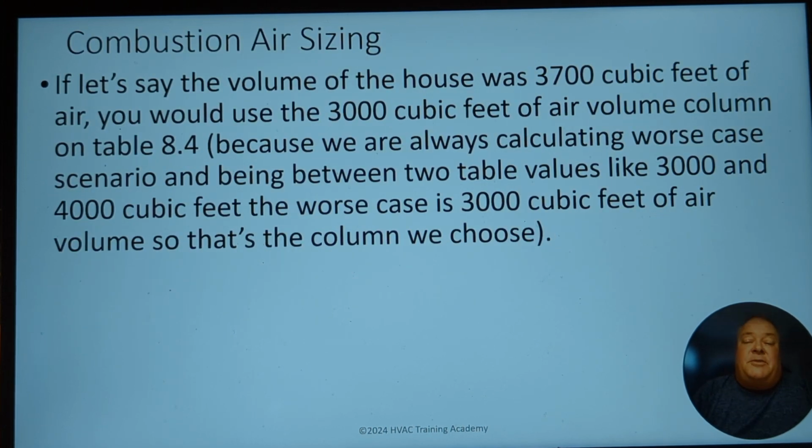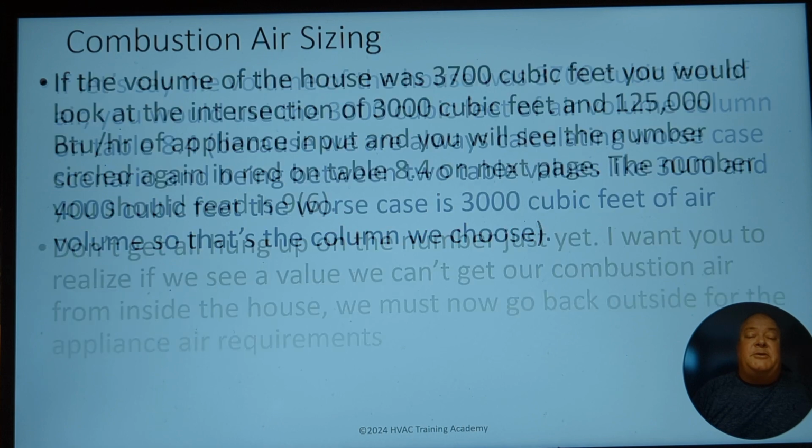If the house had a volume of 3,700 cubic feet, we would use the 3,000 cubic foot air volume column on A4 because, again, we're always going to do the worst case scenario, which is less air. So with two tables like 3,000 and 4,000, the worst case scenario is going to be to have less air. So we're going back to 3,000 cubic feet of air as the volume that we're going to choose for this example.